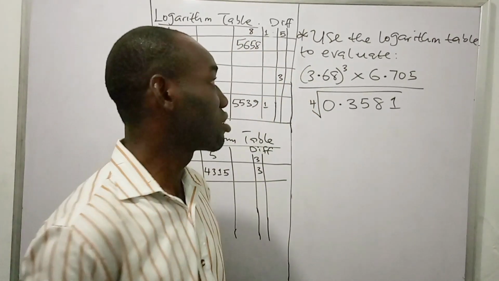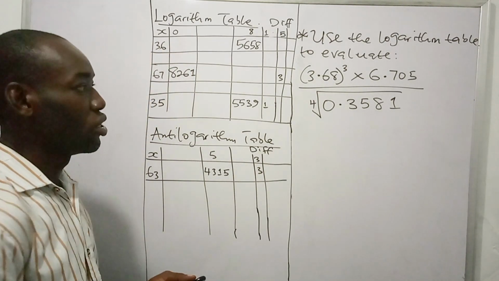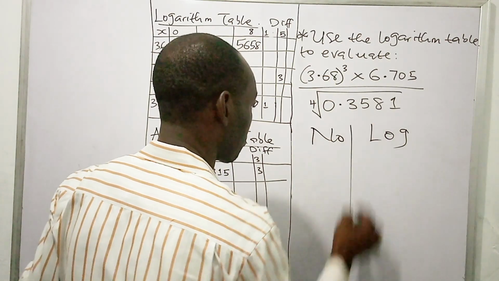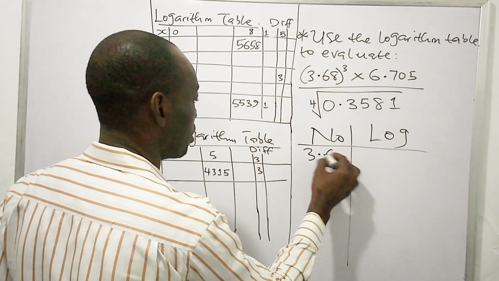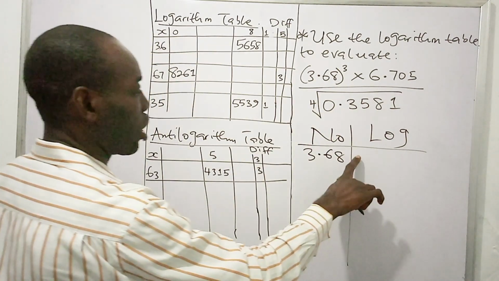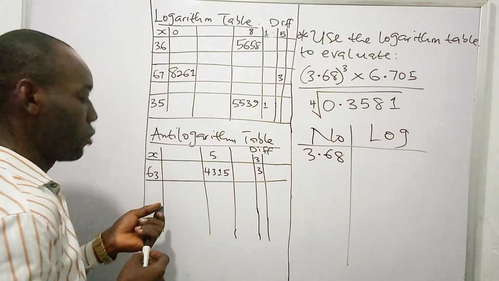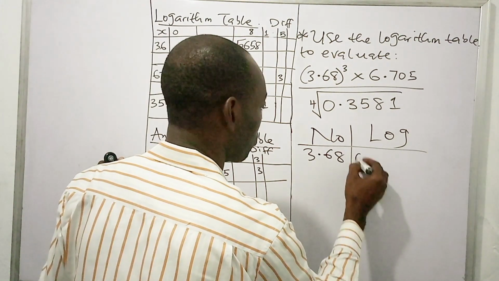So today we'll be looking at how to resolve some problems using the logarithm table. So quickly, we have our number and we have our log. Now, the first number we have here is 3.68. To know what your characteristic will be here, you express this in standard form, and that will be 3.68 times 10 to the power 0. So your characteristic here will be 0.